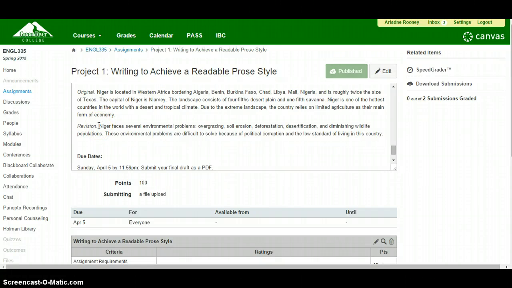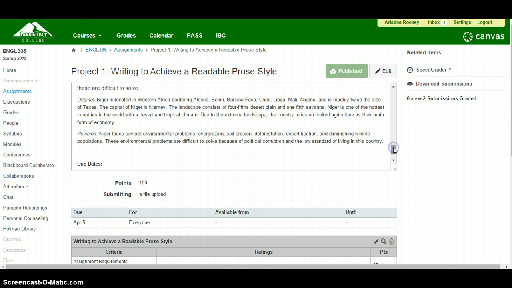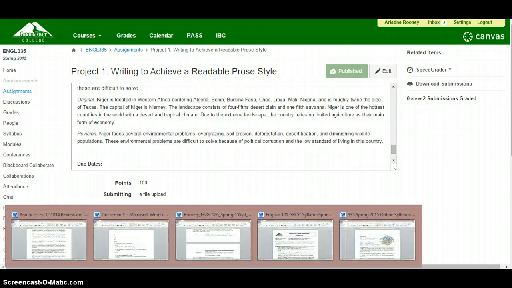The revision is: "Niger faces several environmental problems: overgrazing, soil erosion, deforestation, desertification, and diminishing wildlife populations. These environmental problems are difficult to solve because of political corruption and the low standard of living in this country." So boom, right off the bat, this paper is going to focus on overgrazing, soil erosion, deforestation, etc., and show why these problems are difficult to solve. It's just much more clear and concise. And remember, in technical writing, you want to get to the point very, very quickly. Very quickly.